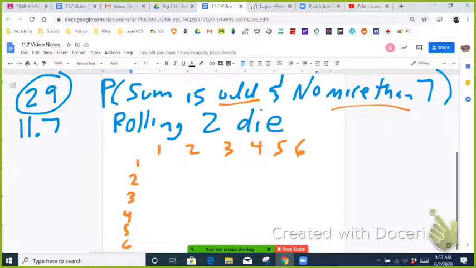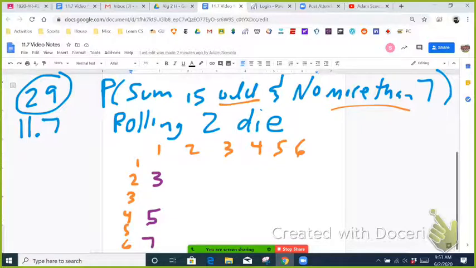So we got to make sure our sum is odd. So how many ways can we do that? And also less than 7. Well, you could do a 1 and a 2. That would be a 3. A 1 and a 4. That would be a 5. A 1 and a 7. A 7 is no more than 7. So that would be okay.